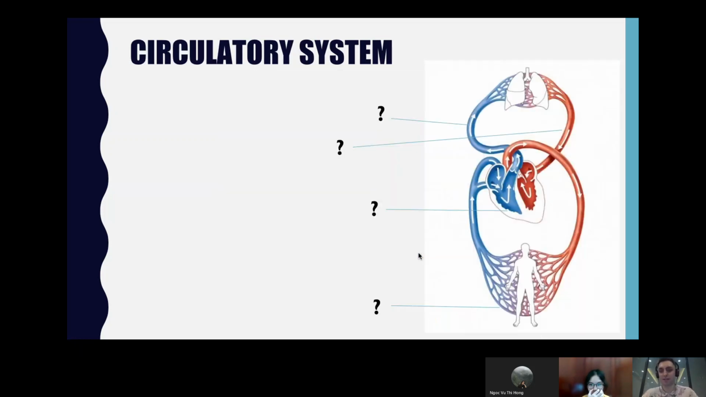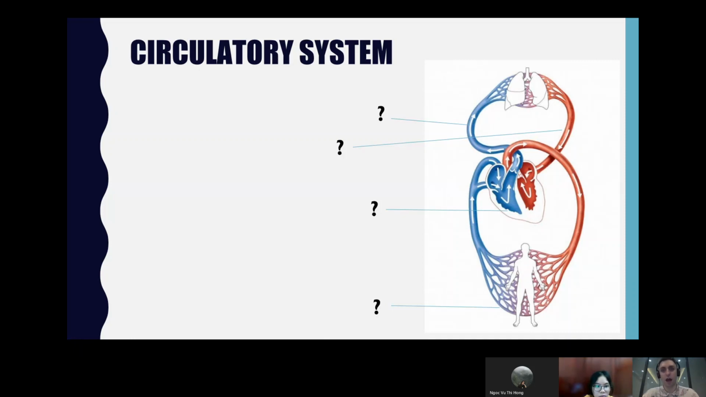Okay, the next is the circulatory system. Can you tell me what the main job of this system is? The circulatory system carries oxygen and food to all of the cells in your body. It then removes carbon dioxide and other waste product from those cells.